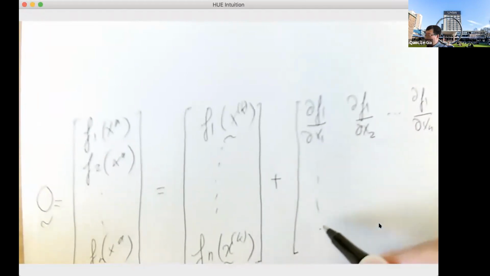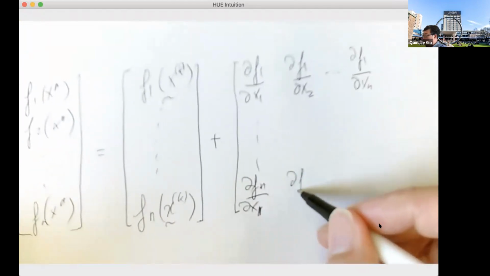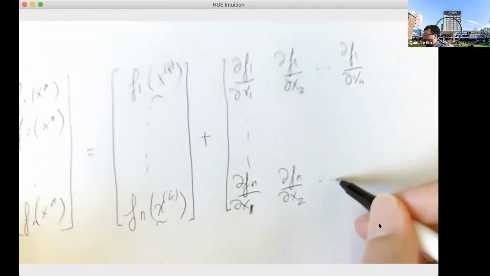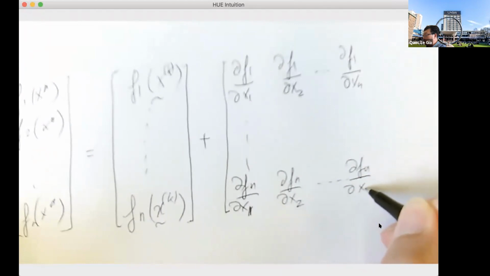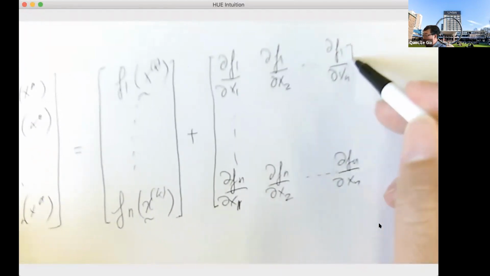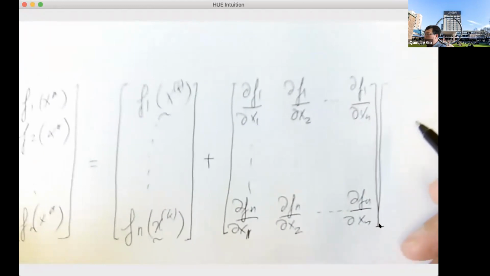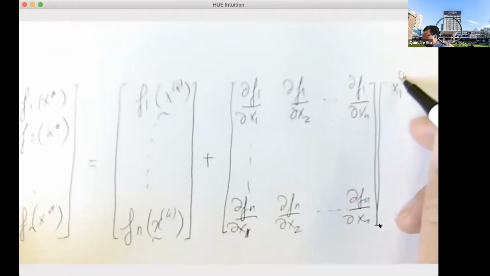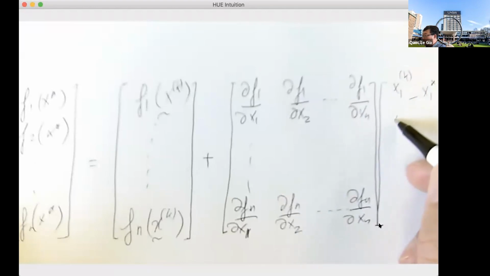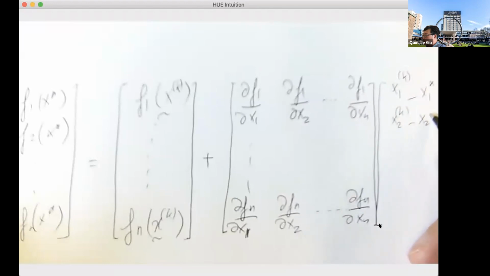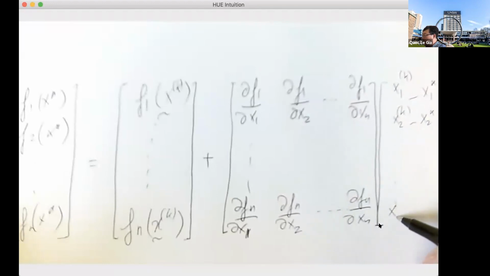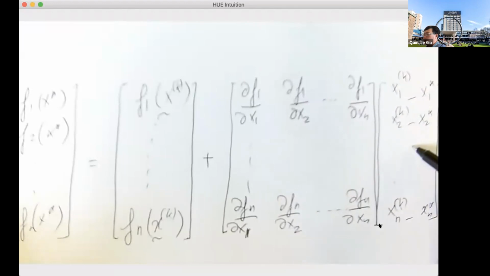Okay, so then going down here, partial fn over partial x1 again, but then this one will be partial fn over partial x2, and that partial fn over partial xn. Okay, so this is a square matrix. And then on the column, it's just x1 k minus x1 star, x2 k minus x2 star, and so on, xn k minus xn star.